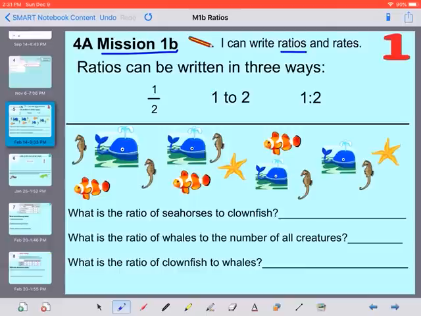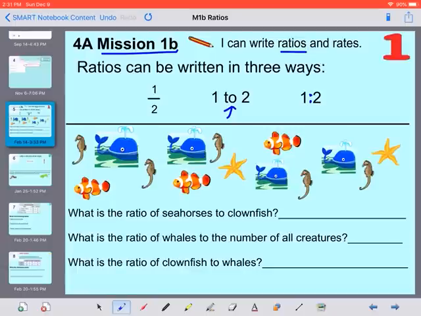A ratio is basically one part compared to another part of something. Could be anything. We're going to talk about things in the ocean in a little bit. So we could write a ratio as a fraction, using the word to, or using a colon. All of those represent the same thing, 1/2 or 0.5 or 1 to 2 or 1:2. They all represent the same portion.